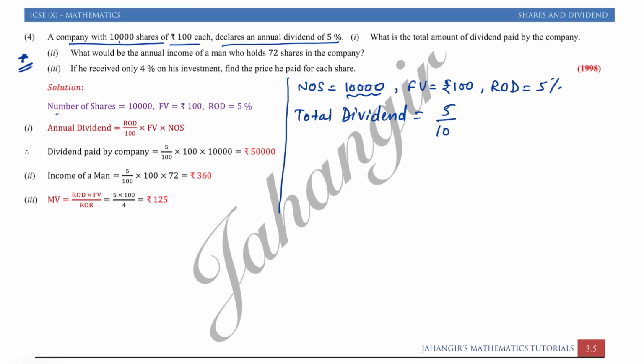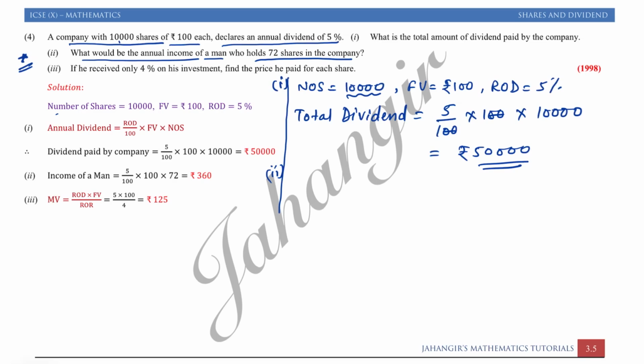So 5 upon 100, that is ROD upon 100, into face value into number of shares. Cancelling 100, the company will pay rupees 50,000 as the dividend. This is my first part answer. Second part: what would be the annual income of a man who holds 72 shares in the company? Out of 10,000 shares, one man is holding only 72 shares. So we have to find the amount received by the man who holds 72 shares.